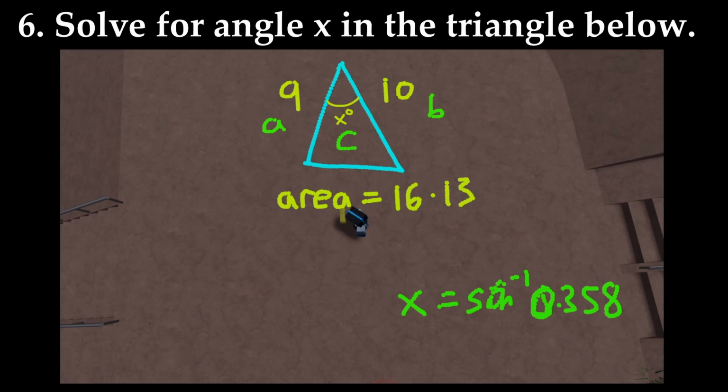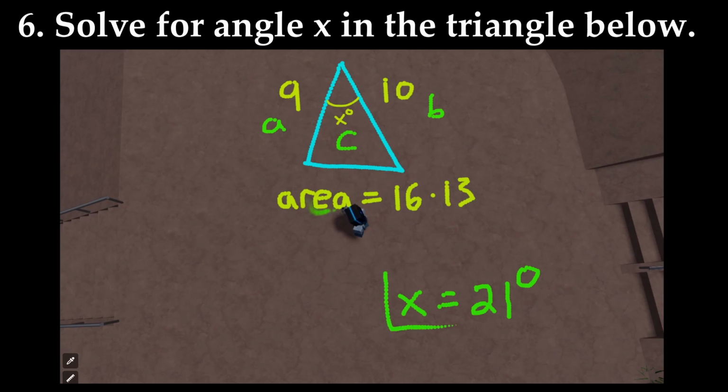And if you do that, you should get an angle. And the angle you should get is 21 degrees. So this is one solution to our problem. So x could be 21 degrees. But how in the world can there be a different solution? Let me explain to you why there's a different solution.